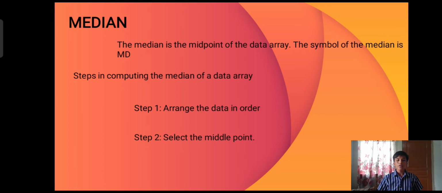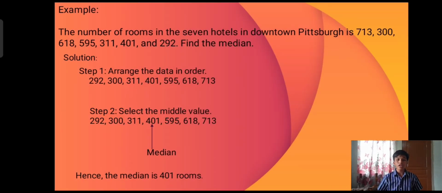Step 1, arrange the data in order, from lowest to greatest. Step 2, select the middle point. Wherever the middle is, that is the median. For example, the number of rooms in the 7 hotels in downtown Pittsburgh is 713, 300, 618, 595, 311, 401, and 292. We find the median.